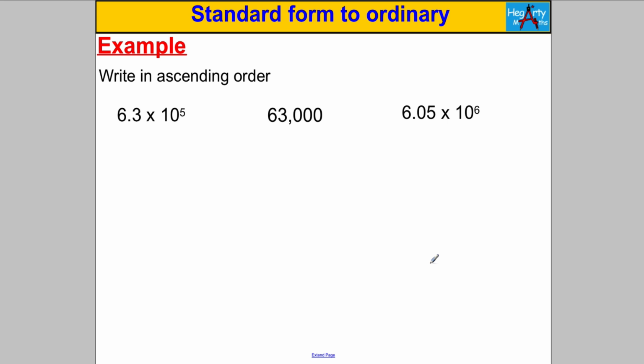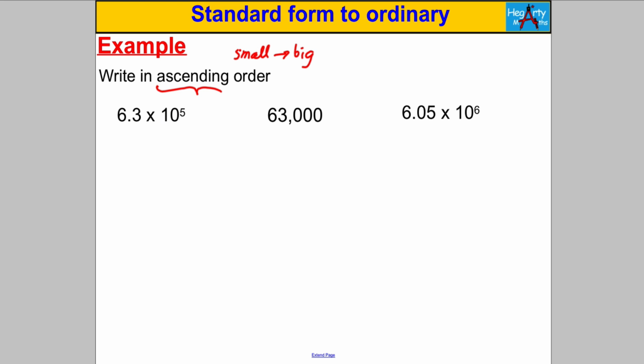Here's another question. Pause the video and have a go. Now this says write in ascending order. Ascending means going from the small up to the big. So we've just got to see how big each of these are. A good idea is to either write them all as an ordinary number or write them all in standard form. Let's write them in ordinary numbers.